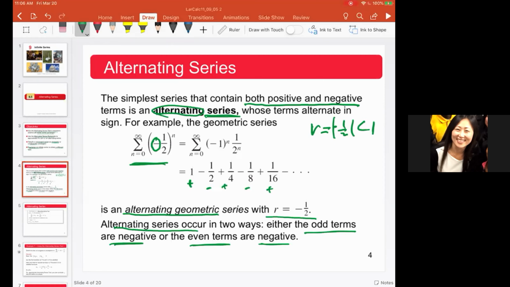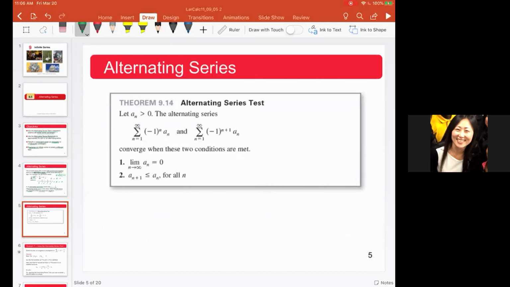I know this converges, but let's just talk about what alternating means for a minute. Alternating means you go positive, negative, or negative, positive, negative, positive. That's called alternating. Right now they gave us a theorem. We like theorems. Whenever you have a theorem, you use it to figure out whether the series converges or diverges.